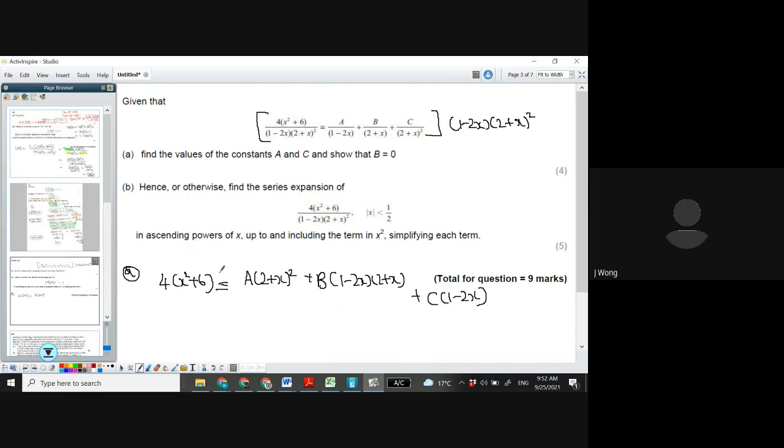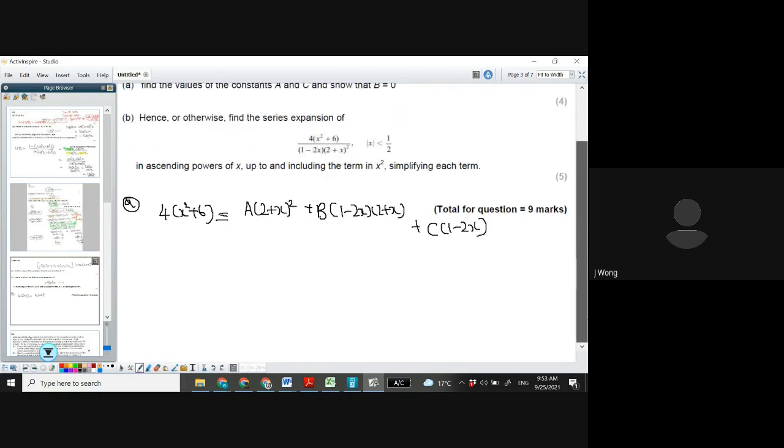And this is an identity. That means you could put whatever x value that you want in order to solve a, b, and c. So that means you could just put, let's say, x is minus 2 to make this bracket and this bracket 0. That helps you to find c, therefore.